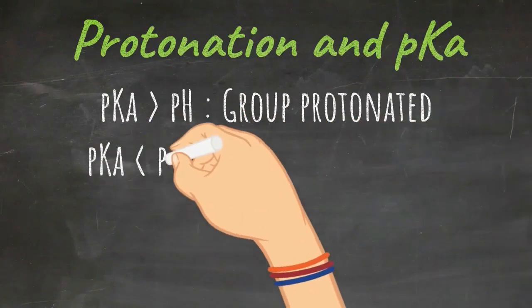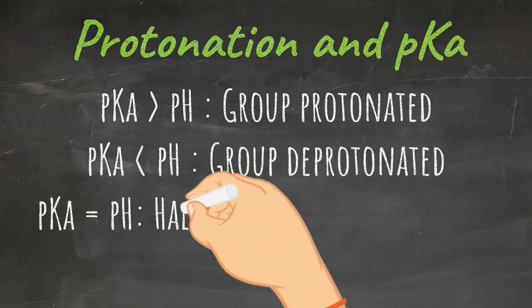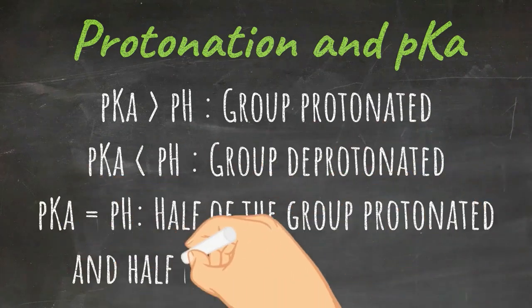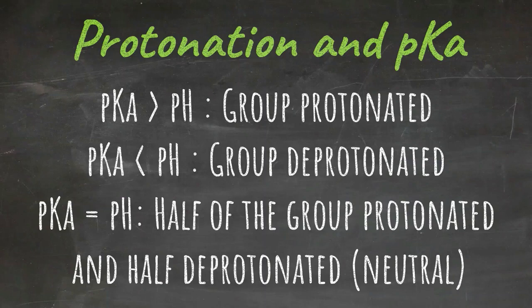When the pKa is higher than the pH, the group is protonated. When the pKa is less than the pH, the group is deprotonated. When pKa is the same as the pH, half of the group is protonated and half is deprotonated or neutral. So protonation is very important when you're looking at acidic and basic amino acids.